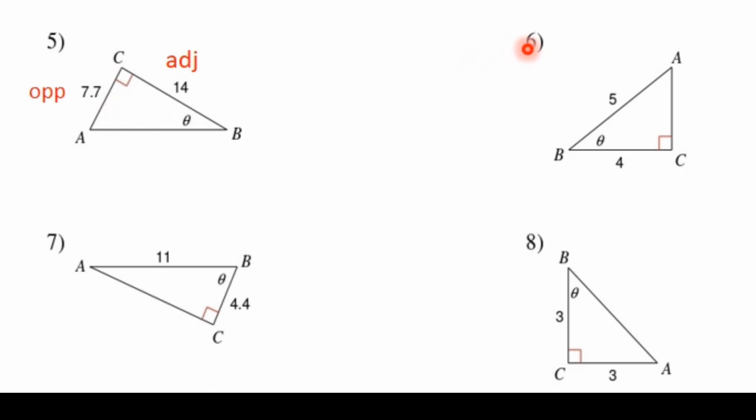Number 6, angle, this is the adjacent side, and the hypotenuse. Number 7, angle, this is the adjacent, and the hypotenuse. Number 8, this is the angle, this is the adjacent side, and this is the opposite side.